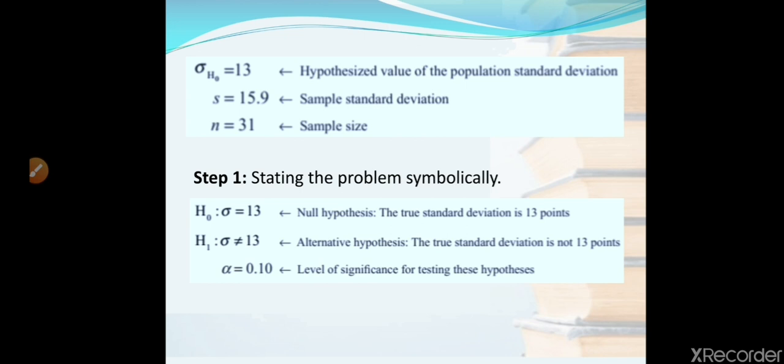So first step is we will state the problem symbolically. That means we will define our null hypothesis and alternative hypothesis. So the null hypothesis is that the true standard deviation is 13, and the alternative hypothesis is that the true standard deviation is not 13, and the level of significance is given as 0.10.